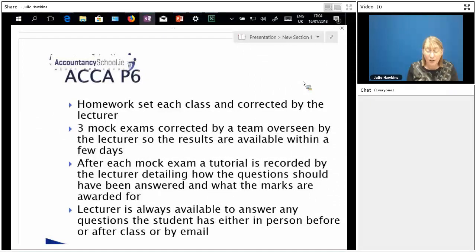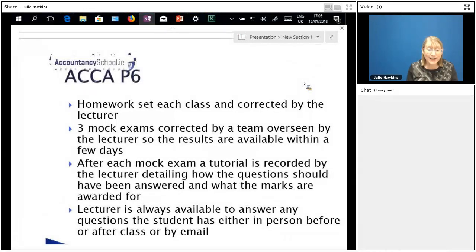Plus, I have three mock exams for each course, and the first mock exam only covers the capital taxes, but the final two mock exams cover the entire syllabus. Obviously, it wouldn't be possible for me to correct all the exams because of the time, so we do have a team who I oversee, who I give the marking structure to, and therefore the results from your mock are usually available within three to four working days. So you get the mock exams back very quickly.